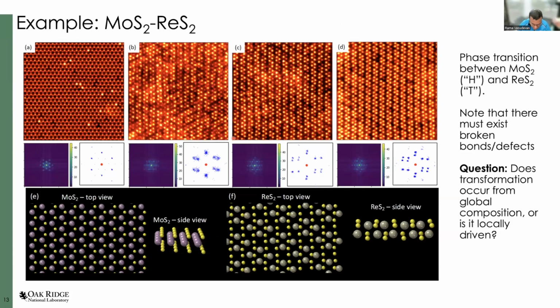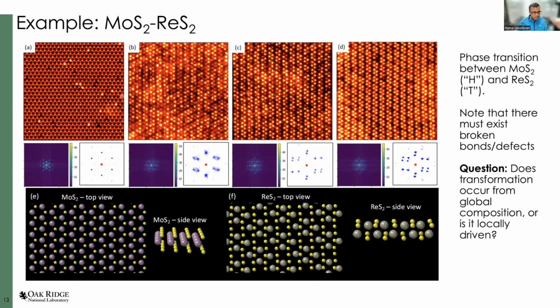So one example where we did this is the MoS2-ReS2 system. This is a system of 2D materials where we alloy molybdenum with rhenium. There's actually a structural phase transition that occurs between a so-called H phase and a T phase in the rhenium sulfide system. This structural phase transition requires the existence of broken bonds and defects. And so one of the outstanding questions in the system was, does this transformation occur globally from composition changes, or is it locally driven, based on the surrounding rhenium atom density?